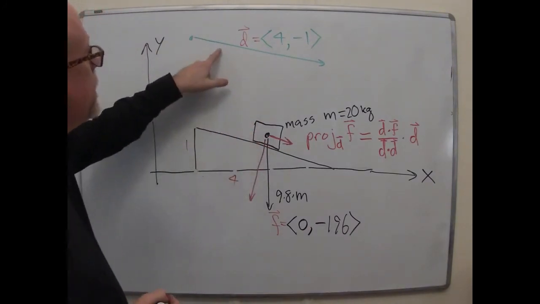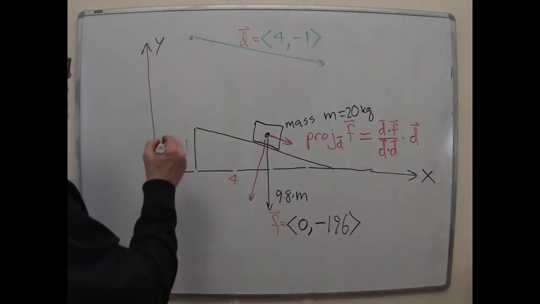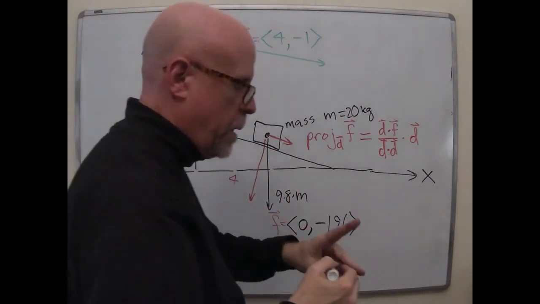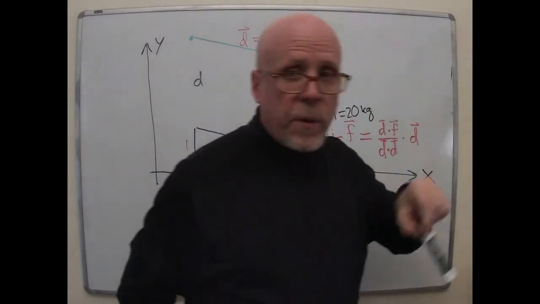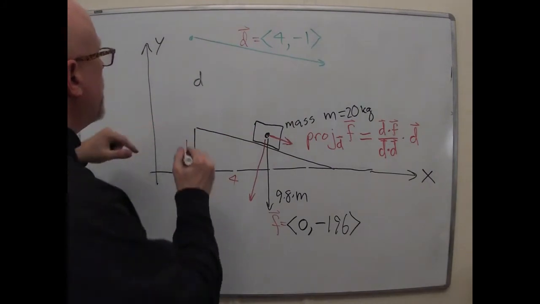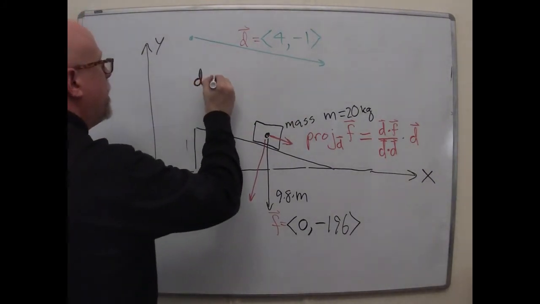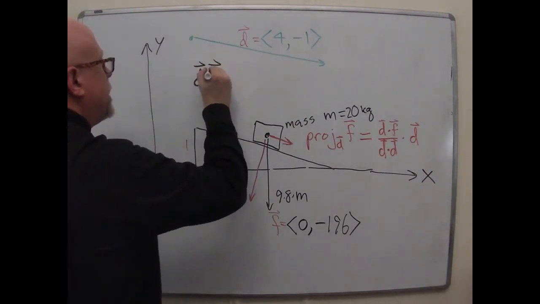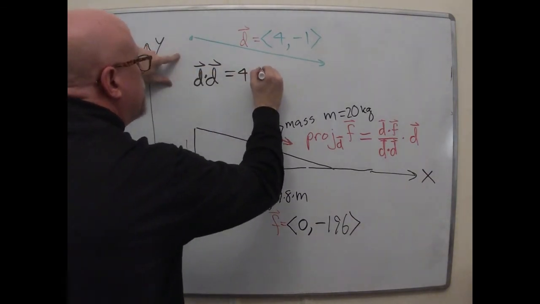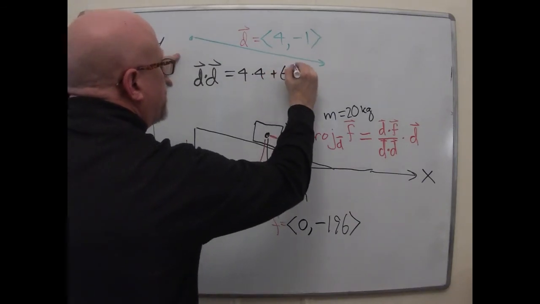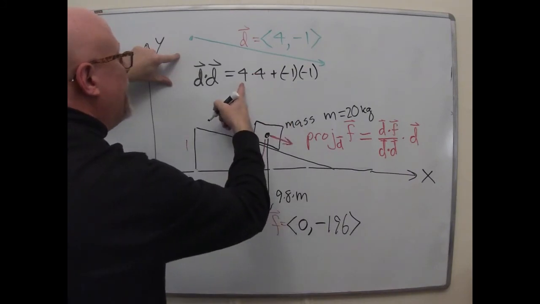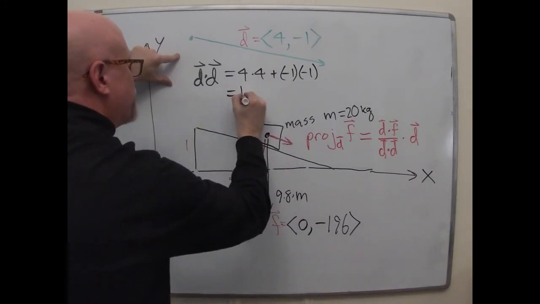D dot D is 4 times... I keep picking up the wrong pen. I'm going to lay this one aside so I don't do that again. Get quite the stack of pens for recycling when this semester is over. D dot D, that is going to be 4 times 4 plus -1 times -1, which is just 1, right? So this is 16, this is 17.